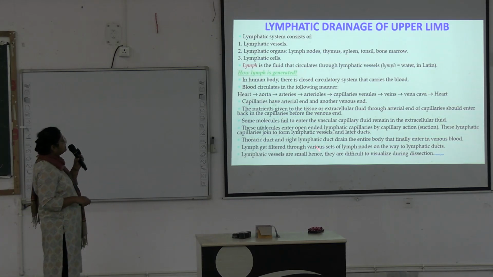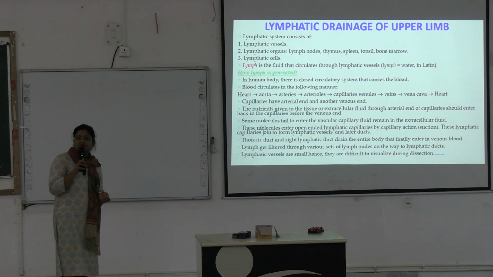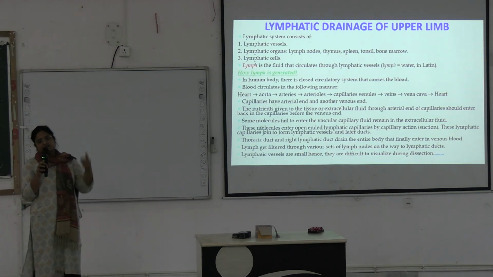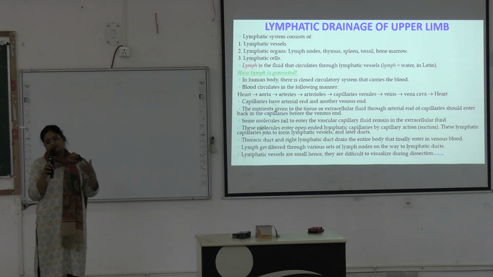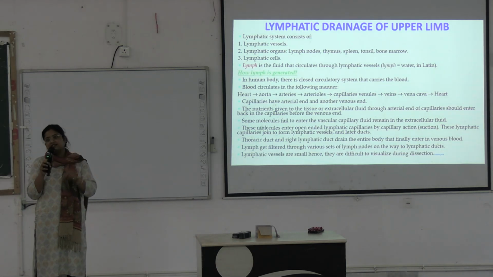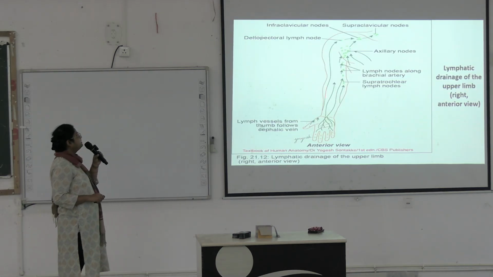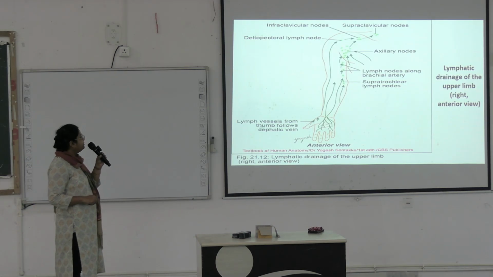Lymphatic vessels are small, hence they are difficult to visualize during dissection. Okay, lymphatic vessels you will not see during dissection because they are very thin walled, so they are removed, and also they are very fine channels, not like the blood channels, not like the arteries. In the lymphatic drainage, the arrows are showing the direction of flow of lymph.